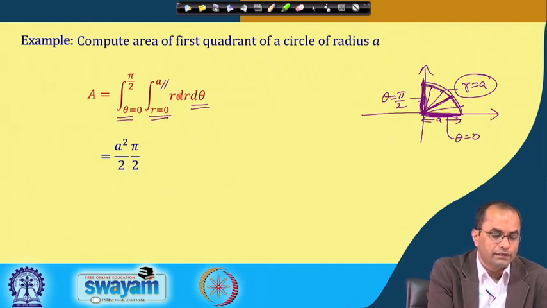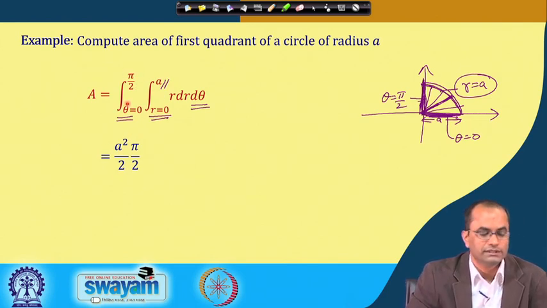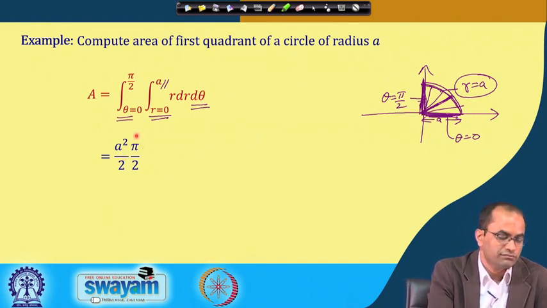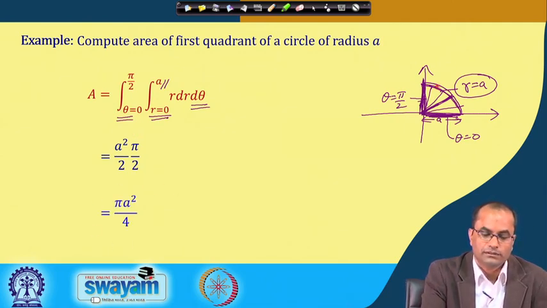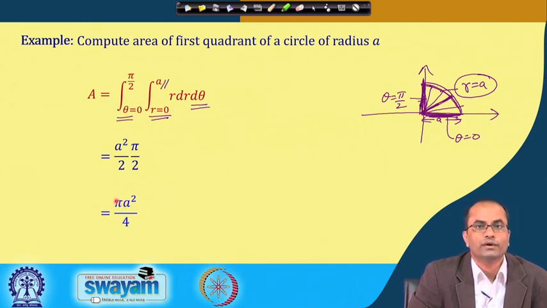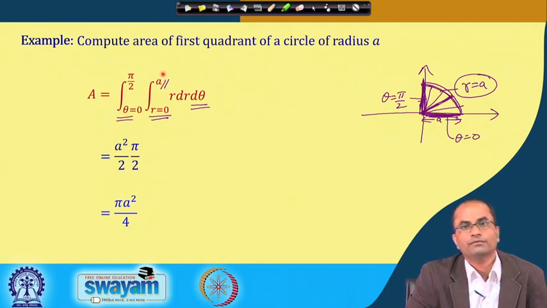Which will give r square by 2, and the upper limit of r is a, so a square by 2, and then from the outer integral, when we integrate with respect to theta, we will get pi by 2. So, that is the area of this part of the circular region: pi a square by 4, which we have easily evaluated with the help of the integral in polar form.